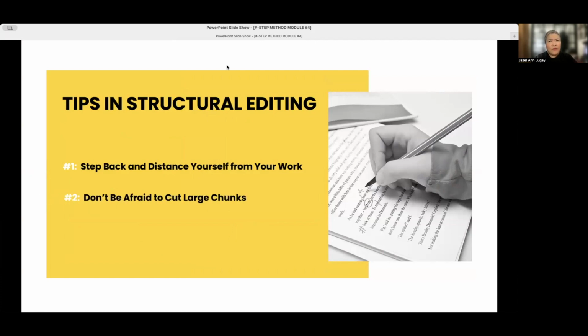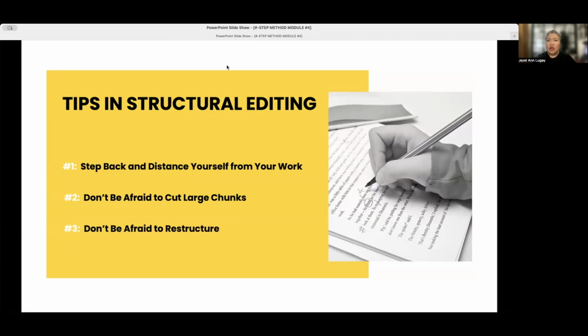Number 2, don't be afraid to cut large chunks. The first draft is your word or ideas dump. For sure, it will be verbose and full of clutter and ego. Read through it and don't be afraid to cut large chunks of your work if you think that it is not working.